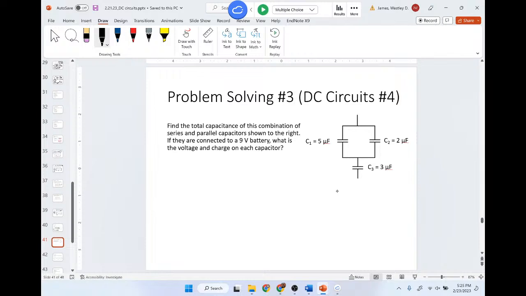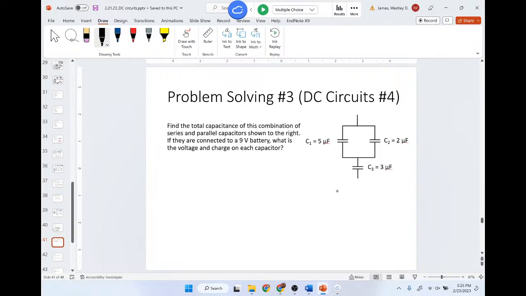So, this is a good problem for us to practice that idea of series and parallel, practicing the same kind of tactics we'll use for which do we combine first, applied with capacitors and resistors. This problem says find the total capacitance of this combination of series and parallel capacitors. If they're connected to a 9-volt battery, what is the voltage and charge on each capacitor? This problem is almost identical to the resistor one, but I replaced all the resistors with capacitors, and the numbers are different. And instead of finding current and charge, or current and voltage, you're finding voltage and charge.